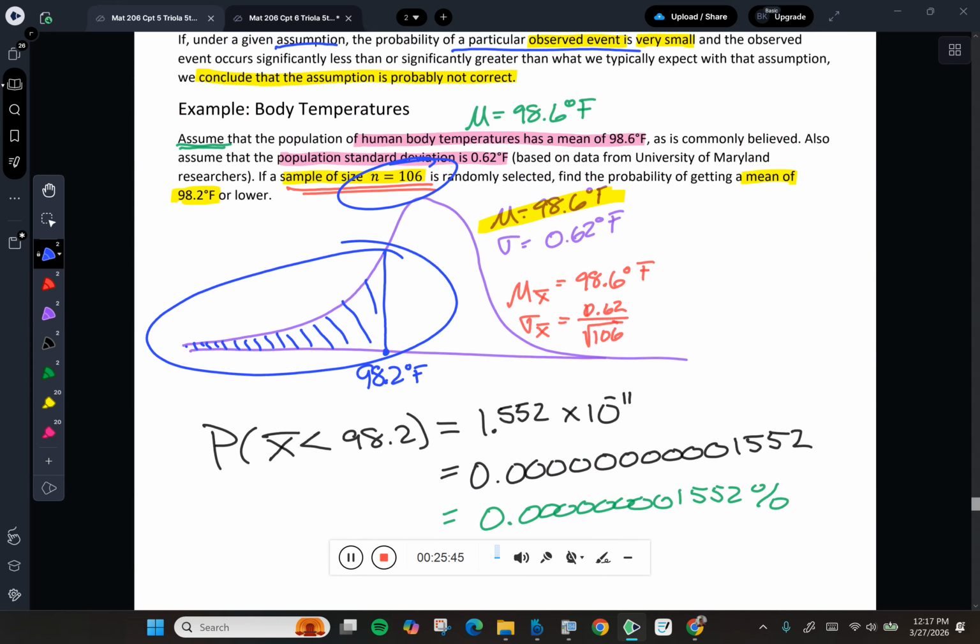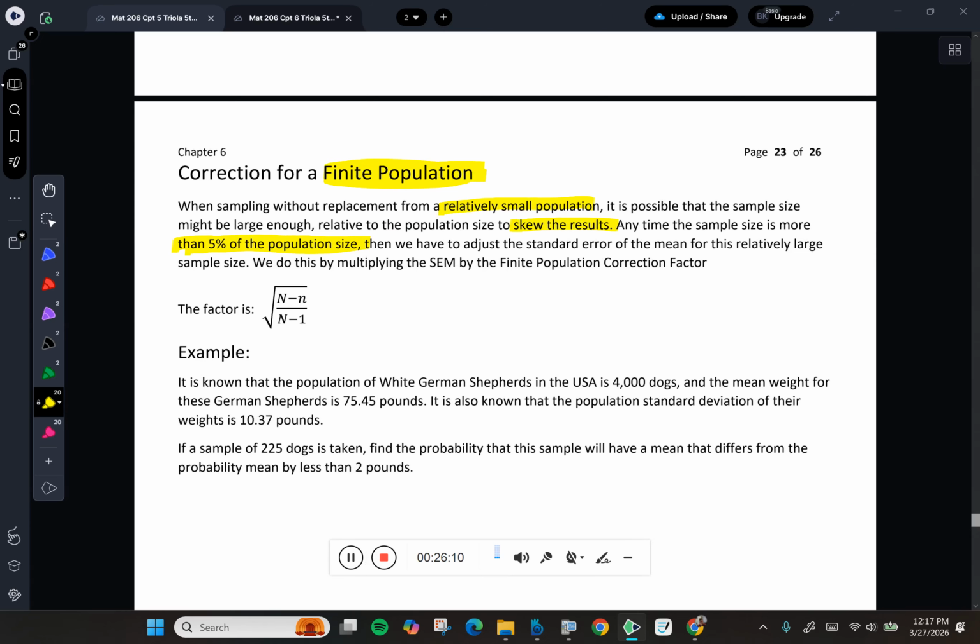If you happen to have what's referred to as a finite population, or a relatively small population, it is possible mathematically that your sample size might be large enough to skew the results. Anytime the sample size is more than 5% of the population size, we have to do a correction by multiplying by the finite correction factor.